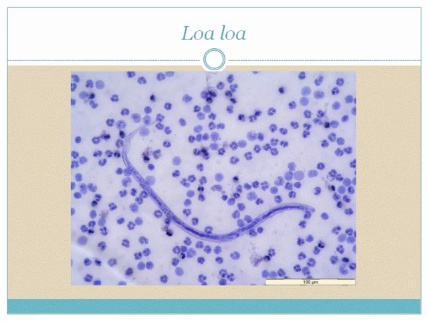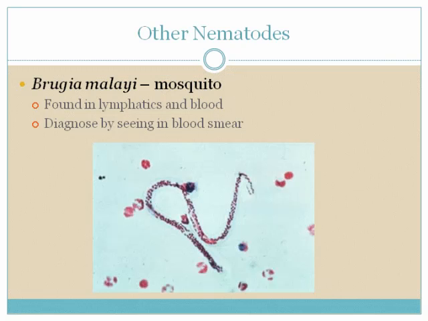And this is another view of Loa loa. Other nematodes, we have Brugia malayi. This is caused by the bite of a mosquito. It's found in the lymphatics and blood, and it's diagnosed again by the blood smear. This one again is sheathed, and there's a pair of nuclei that extend to the tip of the tail. You'll see two. It's kind of difficult to see in this picture, but you'll see two nuclei at the tip of the tail.